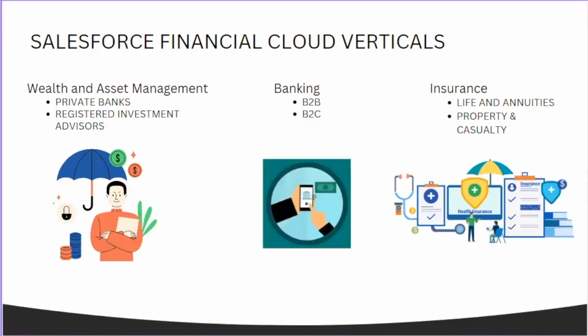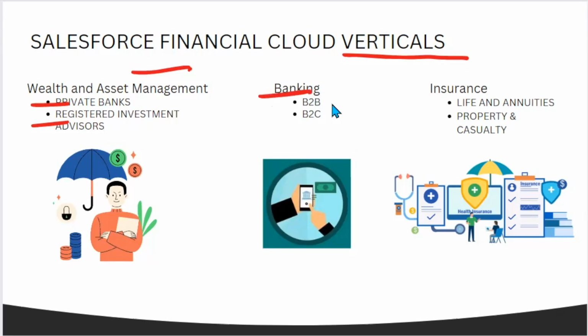Let's move on and see what verticals are available. Verticals means in which area Financial Service Cloud is used. So Financial Service Cloud is used in wealth and asset management. In wealth and asset management, private banks come, registered investment advisors come. In the banking domain, it comes as B2B, business to business, and business to customer. It is not bank to bank or bank to customer.